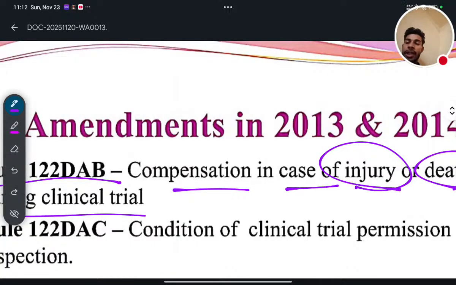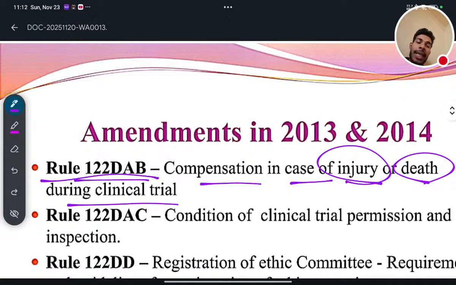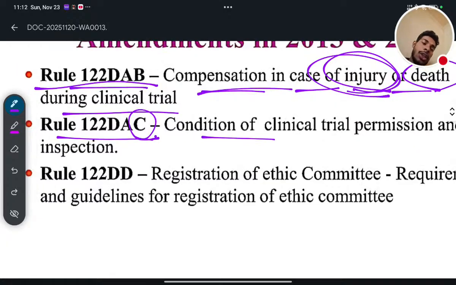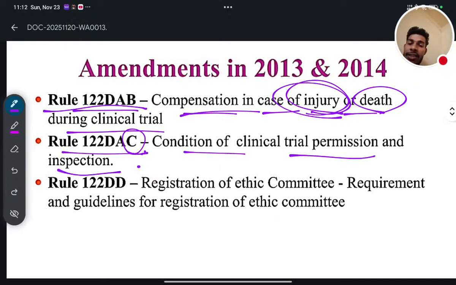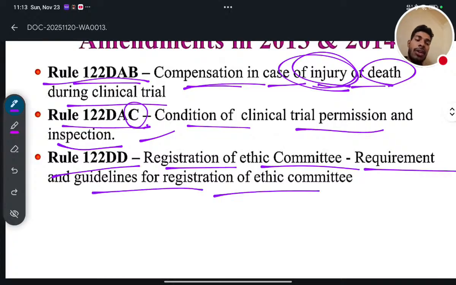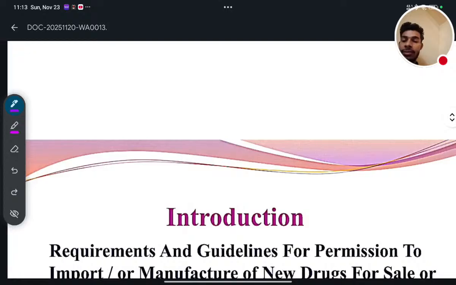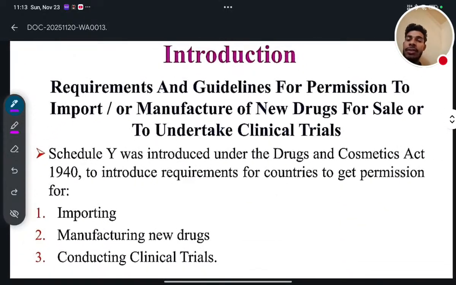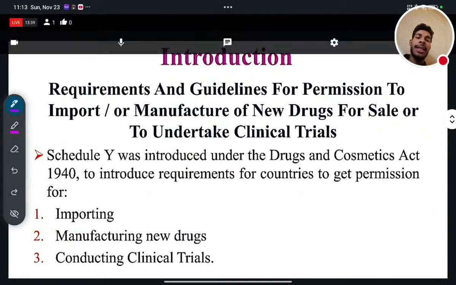According to Rule 122DAB, compensation in case of injury or death. And according to Rule 122DAC, conditions of clinical trial permission and inspection. Rule 122DD is for the registration of the ethics committee, with requirements and guidelines for registration of the ethics committee. You just have to remember all the rules and sections. Next we will see the introduction to the clinical trial.